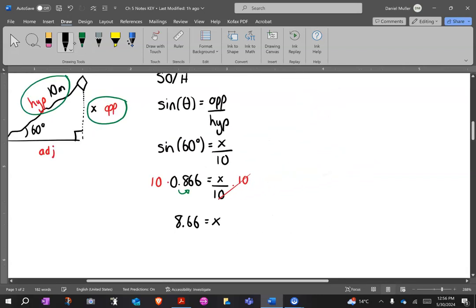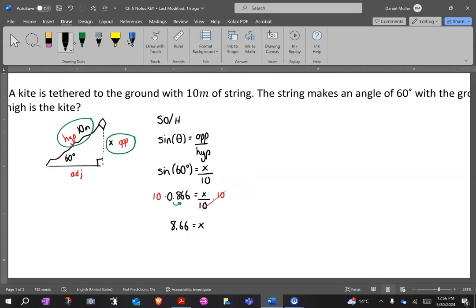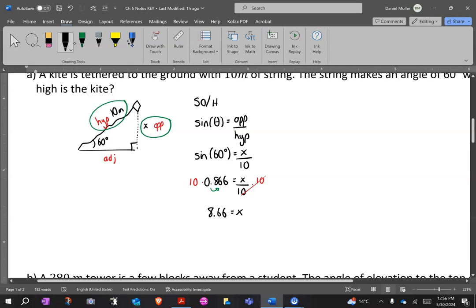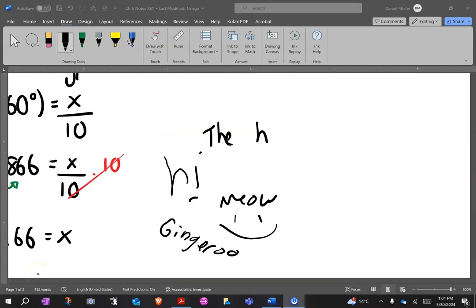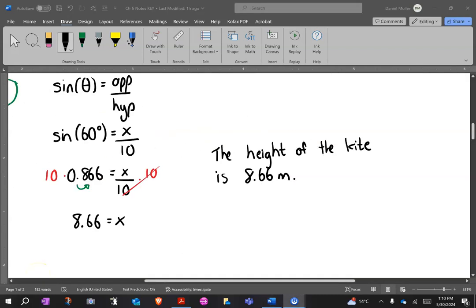Now it is a word problem. It's an application, so we need to put it into a sentence. So you can write a sentence like, the height of the kite is 8.66 meters. I'm going to write that later, but you need to have some sort of sentence to tell the reader what the answer is. So here's a sentence: the height of the kite is 8.66 meters.